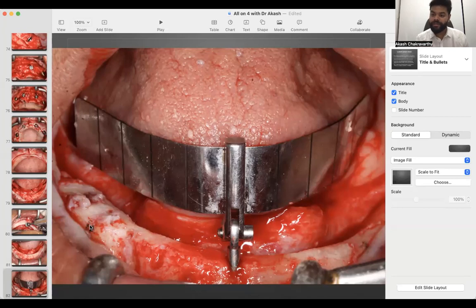So there's a question from Dr. Dinesh, how to keep it safe without touching the sinus when we place free hand in these cases. It's a very good question. I wanted to actually tell you this after this.